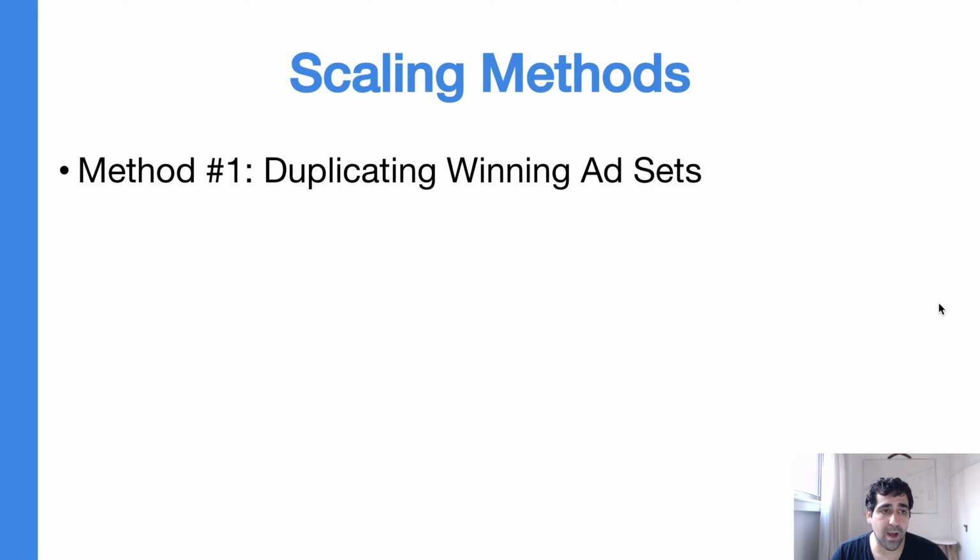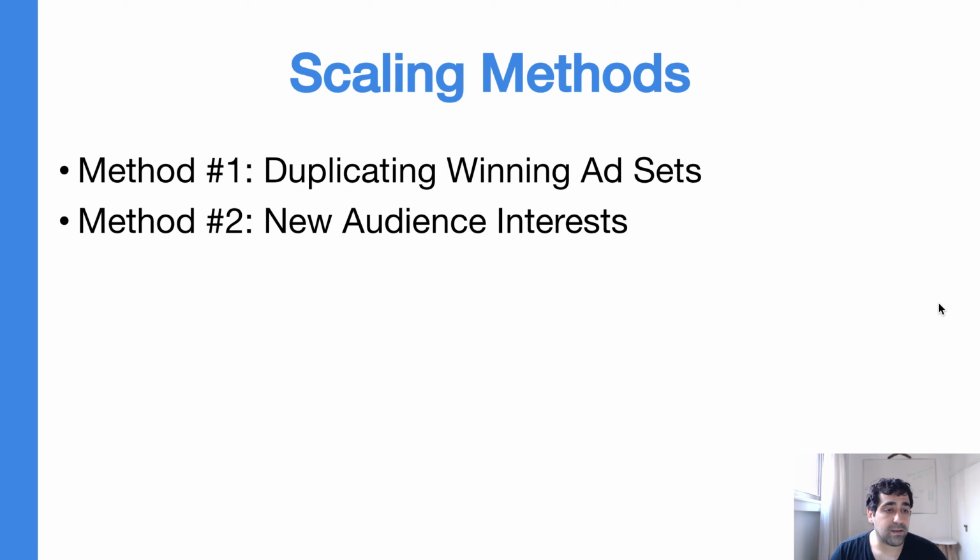So method number one is kind of the simplest one. It's going to be duplicating a winning ad set, right? Let's say you launch a campaign with several ad sets and different ads. You find the ones that are working for that budget, then you can duplicate it into a new campaign and you can raise the budget. That's going to be kind of the first one and most simple one.